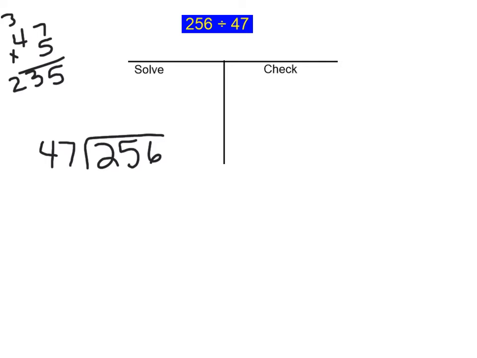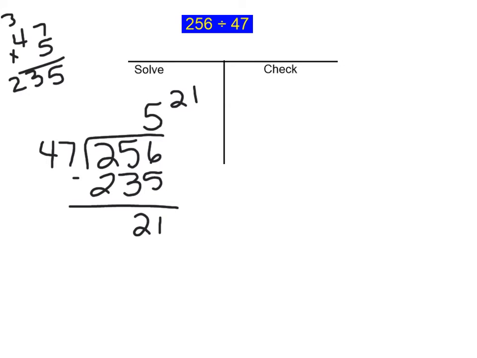Is 235 pretty close to 256? Yes. So I'm going to do 5 as my quotient, 235. I'm going to subtract. 6 minus 5 is 1. 5 minus 3 is 2. I have 21. That becomes my numerator over my divisor of 47. So my answer is 5 and 21 over 47.